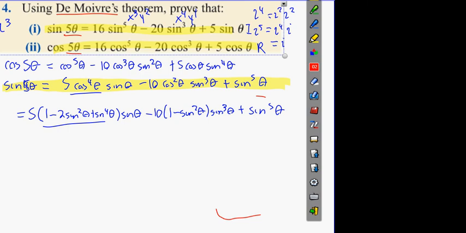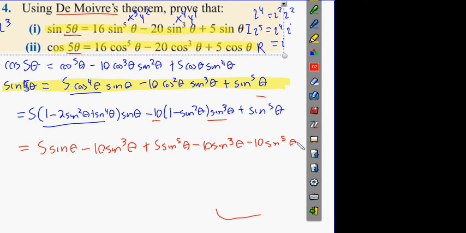Okay, now five sine theta minus 10 sine cubed theta, and then plus 5 sine 5 theta, and then minus 10 sine cubed theta. Do you see the way I'm going to multiply that one by that one first? And then that's going to be minus 10 sine cubed theta, and then sine cubed theta by sine squared theta. Minus times minus gets you a plus.